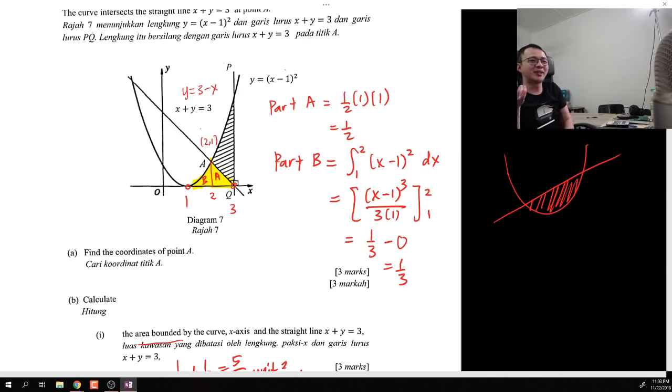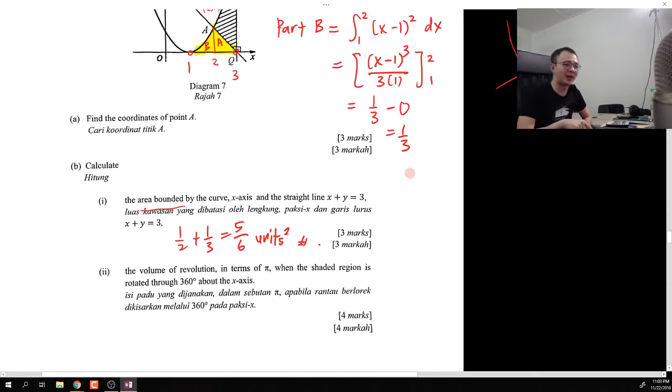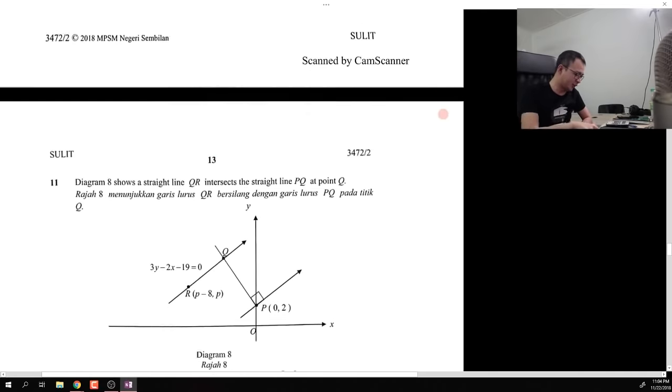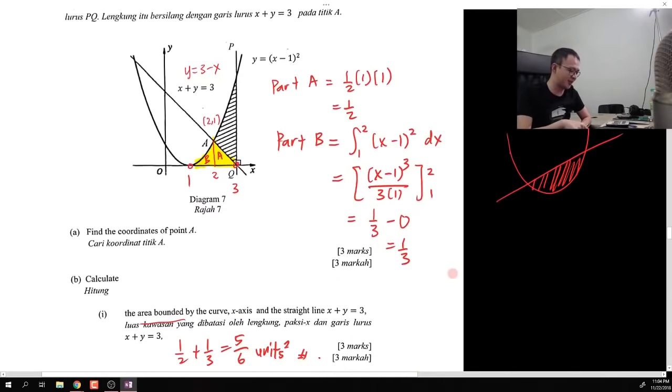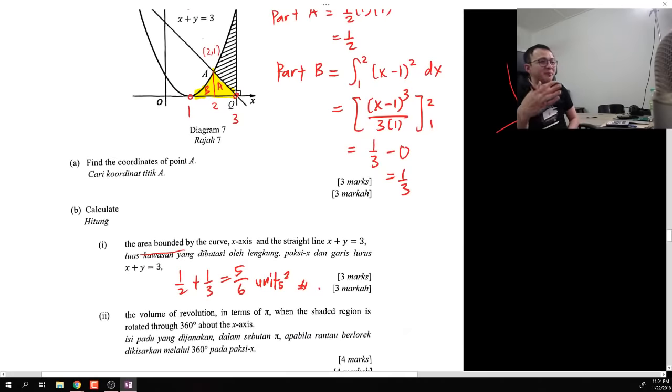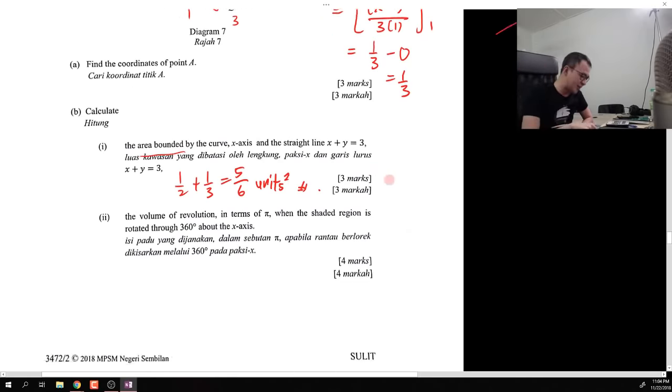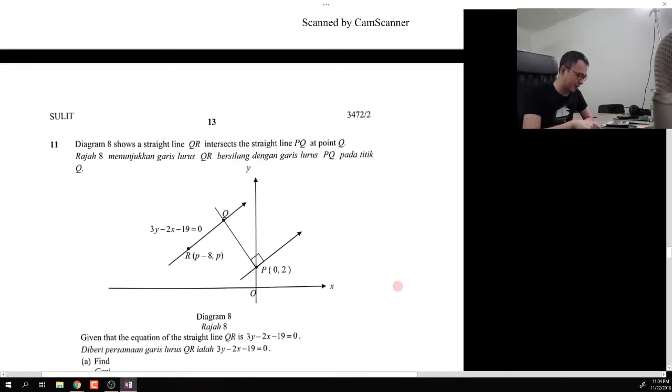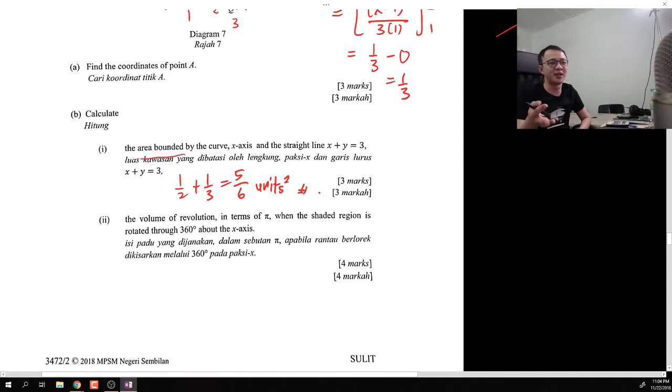Yeah, area bounded means the yellow area. Yes, it's the yellow area for part B. Alright, so I still have one more part that I haven't finished here. I think today I'm not going to discuss section C. I will just finish section B, because this paper actually takes quite some time. Alright, so let me just finish part C and the next question, then I will let you guys go to rest.